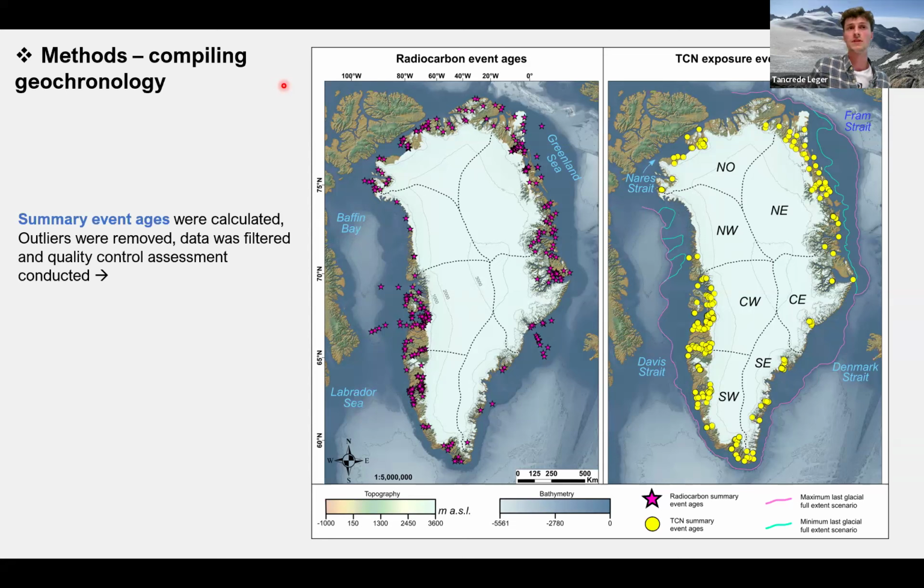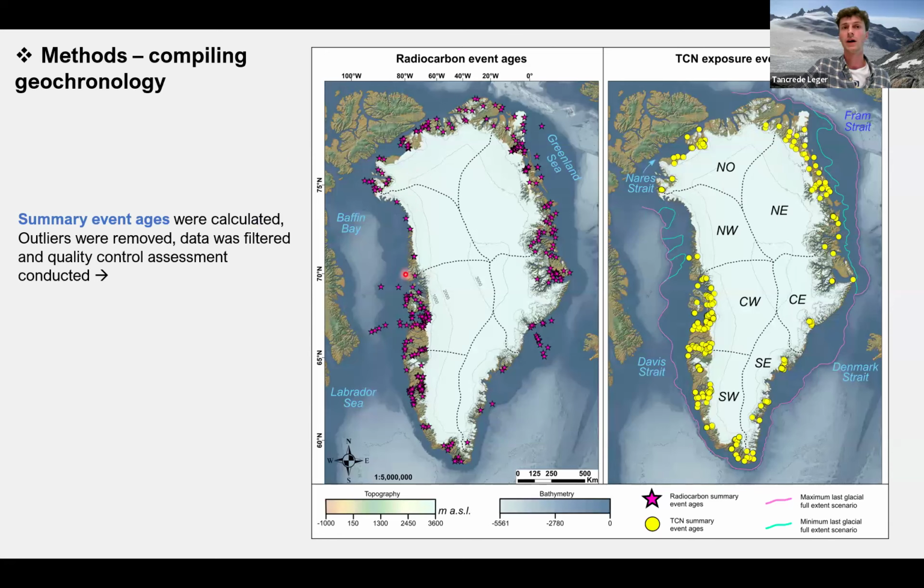And what we came up with is this concept of summary event ages. What they are is, if you have several boulders dating a moraine, then you would end up with one summary event age for that moraine, which is a summary of all the other ages, for example, using statistics of mean and standard deviation, or depending on the dating technique, that varies. And so what you see here on these maps is summary event ages for radiocarbon in pink stars and for cosmogenic ages in yellow dots.